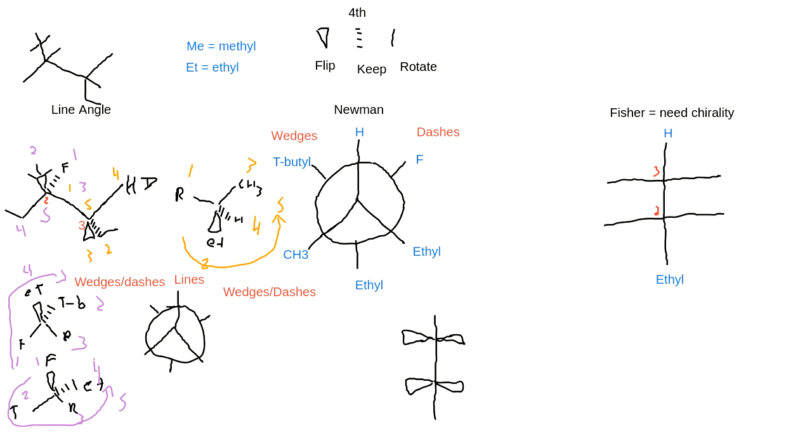Carbon 3, again, we're going to put it randomly for now, and then we'll do chirality, and we'll see if we have to flip it or keep it. So carbon 3, I'm just going to put ethyl on this side, ethyl on this side. Carbon 2, I'll just put fluorine on this side, and T-butyl on this side.